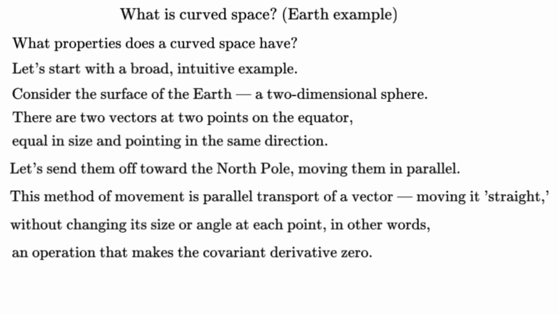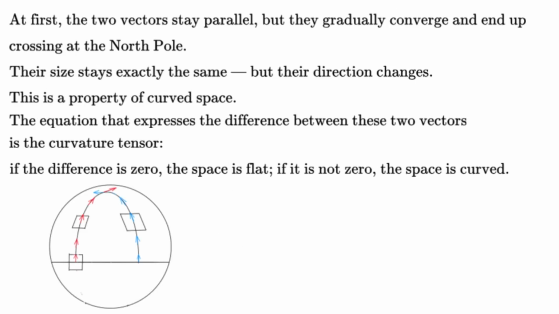This method of movement is parallel transport of a vector, moving it straight, without changing its size or angle at each point. In other words, an operation that makes the covariant derivative zero. At first, the two vectors stay parallel, but they gradually converge and end up crossing at the North Pole. Their size stays exactly the same, but their direction changes. This is a property of curved space.